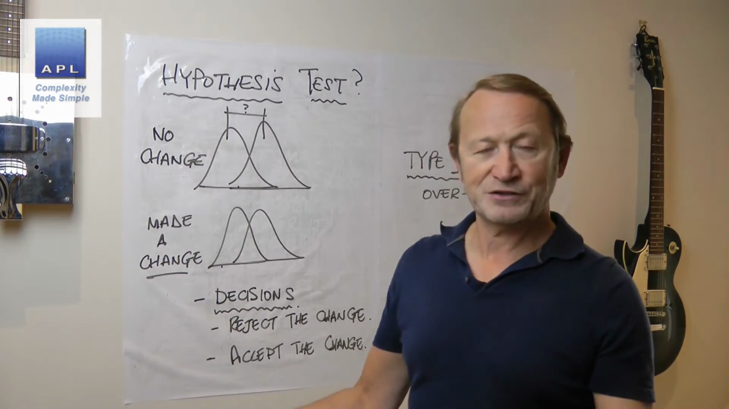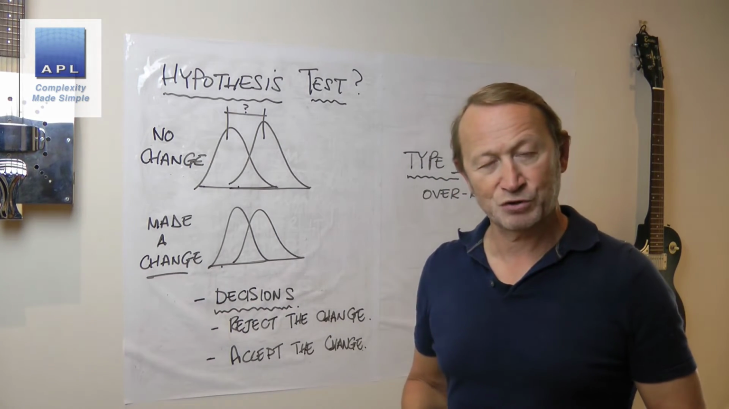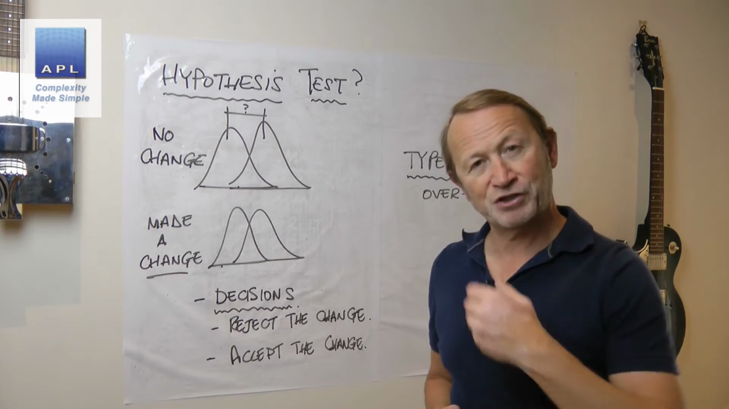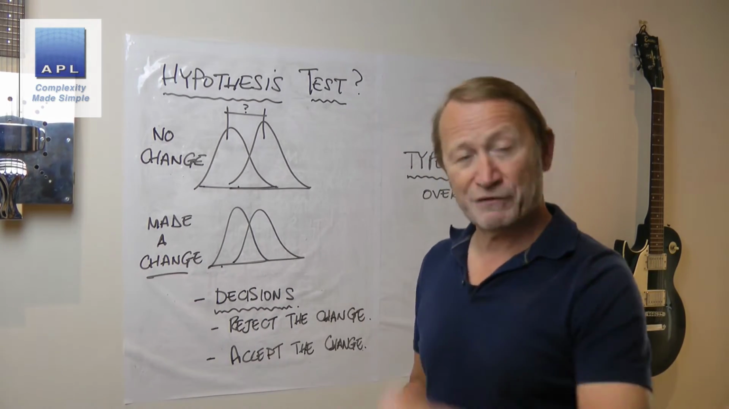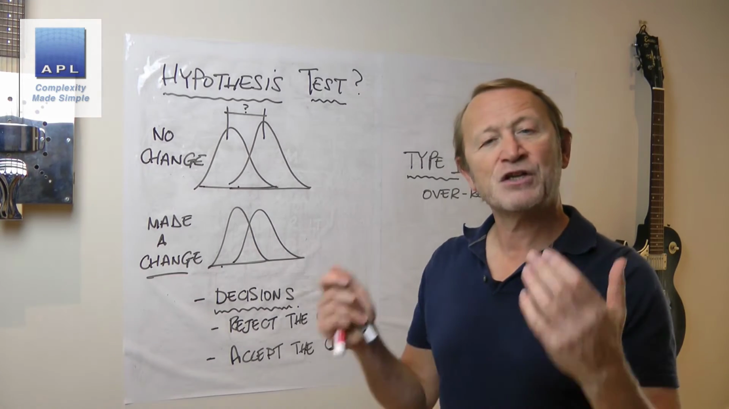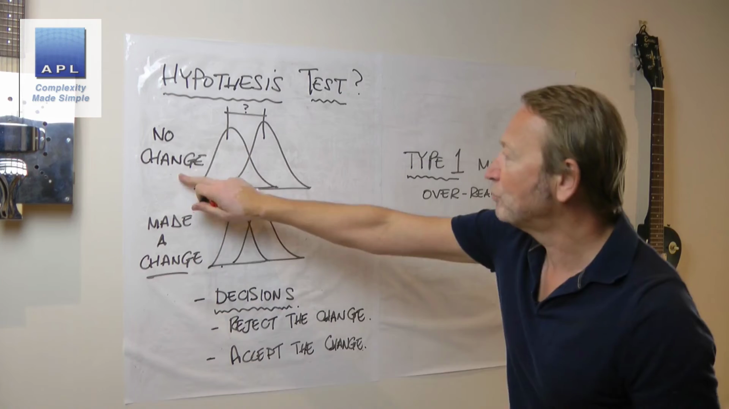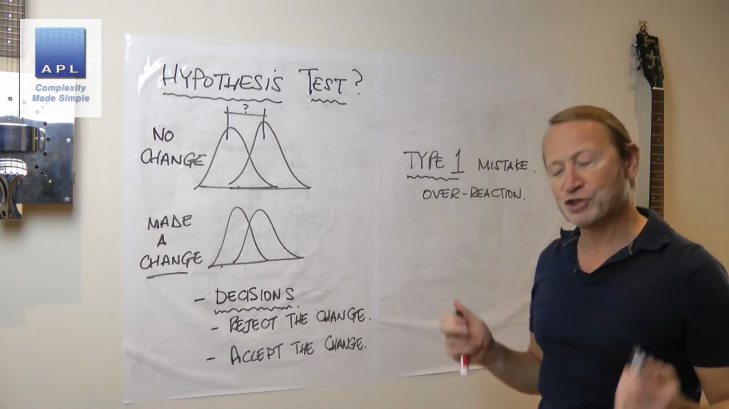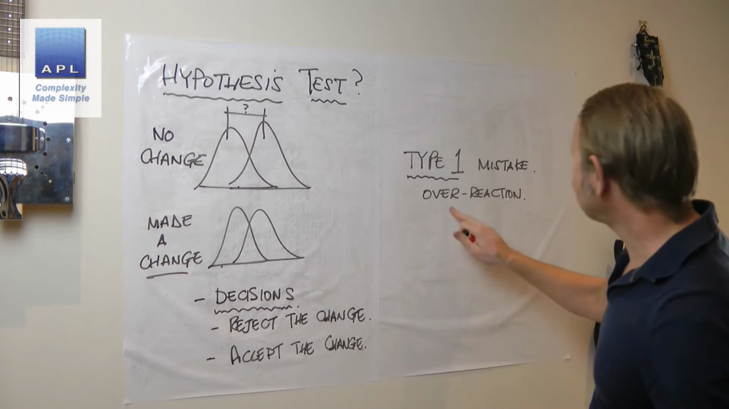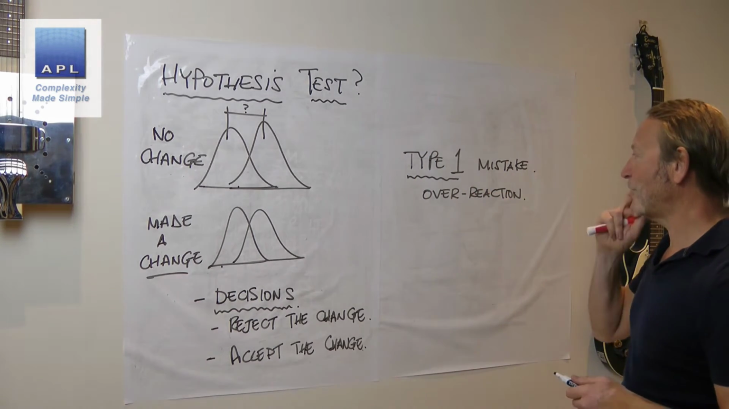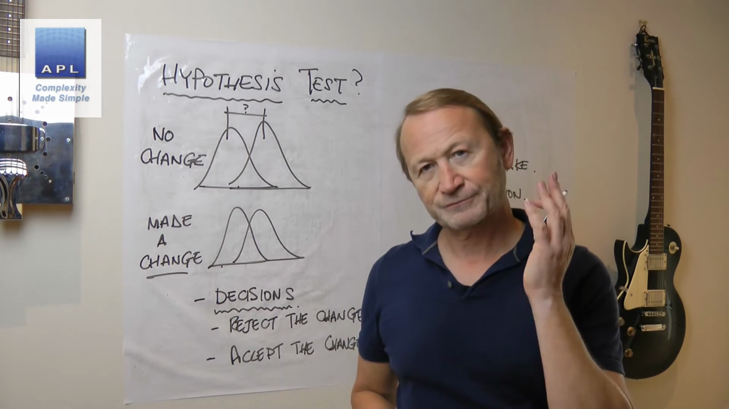You've overreacted. The process hasn't moved, the process hasn't been affected by your new, in a manufacturing situation, a new supplier, a new setting, a new way of training the operator. The process hasn't been changed by your new procedure, but you assume that it has. That's known as a type 1 error, and it is known as an overreaction.